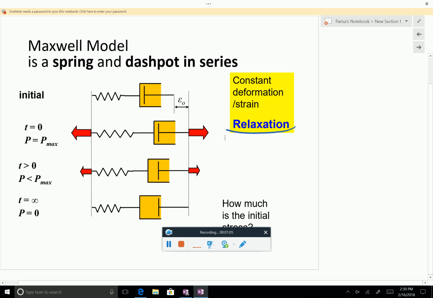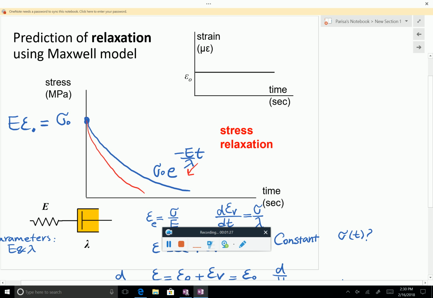And we also introduced something else, relaxation. That is when we keep the strain constant, and it turns out that viscoelastic materials relax themselves. The stress becomes smaller. Look at the arrows, they are becoming smaller. So if we hold the strain constant, the stress starts at E epsilon 0, with epsilon 0 being the constant strain, and it relaxes itself exponentially. Now we want to do a few examples on that.